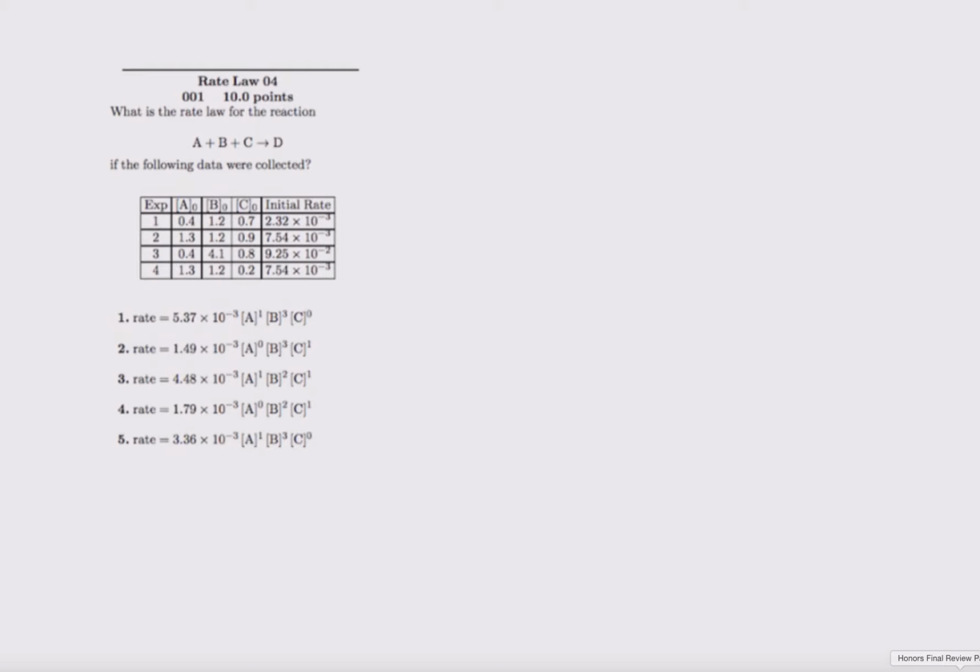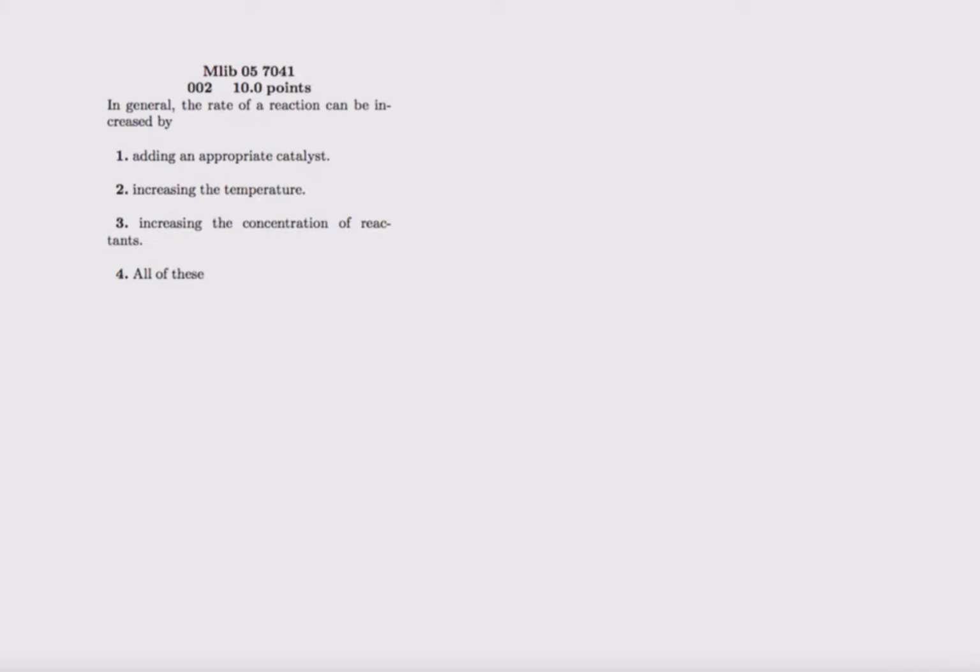We have 2.32 times 10 to the negative third divided by 0.4 times 1.2 cubed. What we end up with is 3.35 and change. It rounds to 3.36 times 10 to the negative third. So that would be how you would solve a question like that.